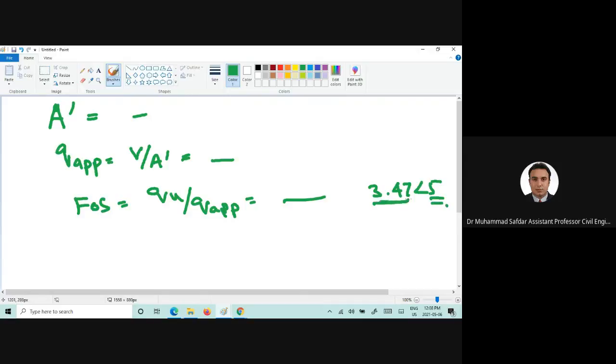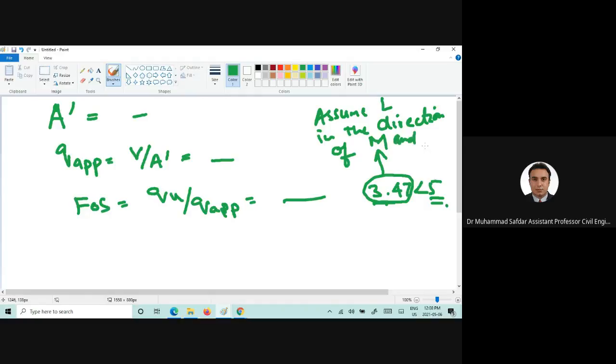But you can clearly see a slight increase when we assume L in the direction of movement and horizontal load. Okay, a slight increase can be seen here in the factor of safety.